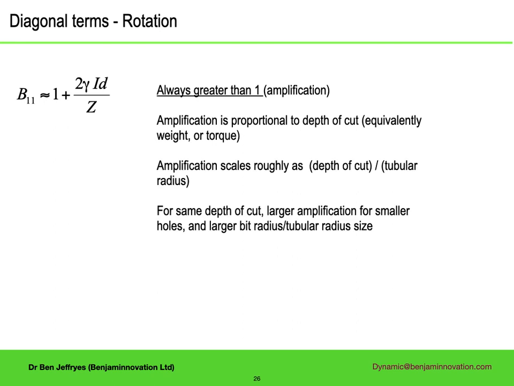The ratio is dimensionless. On the top is depth of cut. Z over I is proportional to tubular radius squared. Gamma is proportional to bit radius. So for the same depth of cut, it is larger for smaller holes. Also, there is a bit radius on the top and tubular radius on the bottom. So for the same size tubulars, it is larger for larger bits.